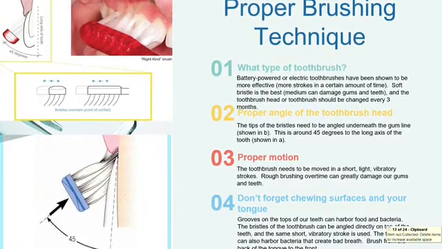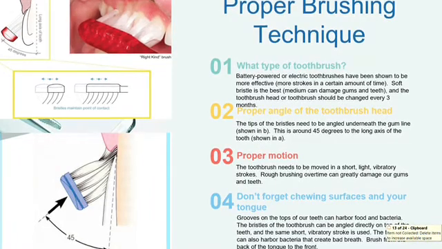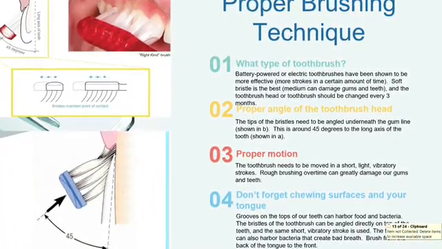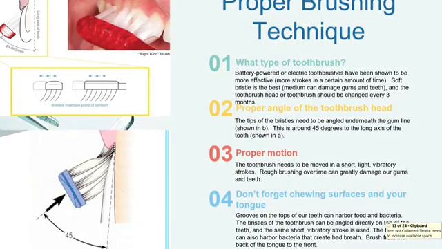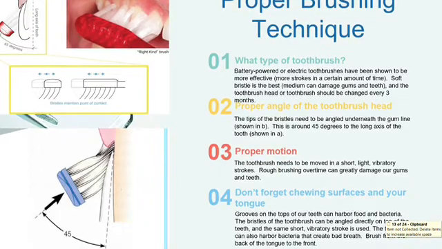The proper motion starts by placing the toothbrush at a 45-degree angle so the bristles reach underneath the gum line. Then proceed to move the toothbrush gently in short vibratory circular strokes. Finish with brushing the chewing surfaces of your teeth and tongue.